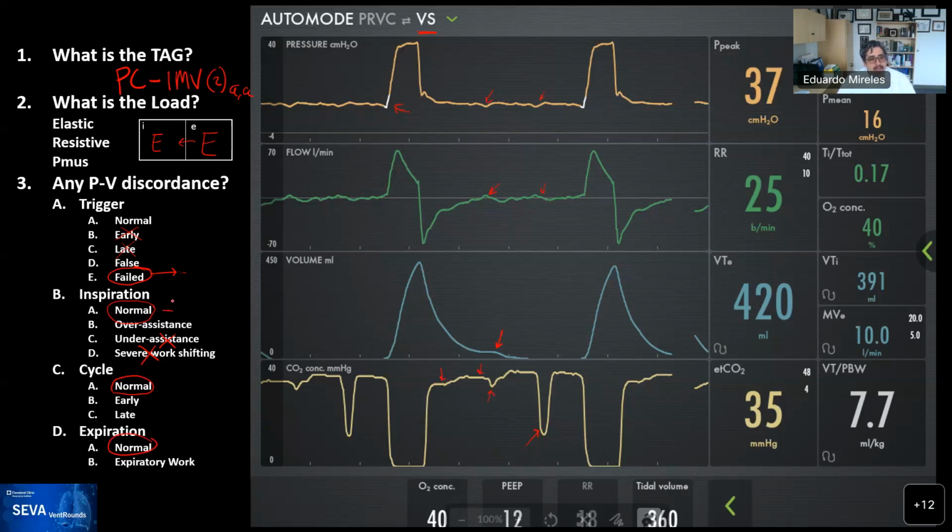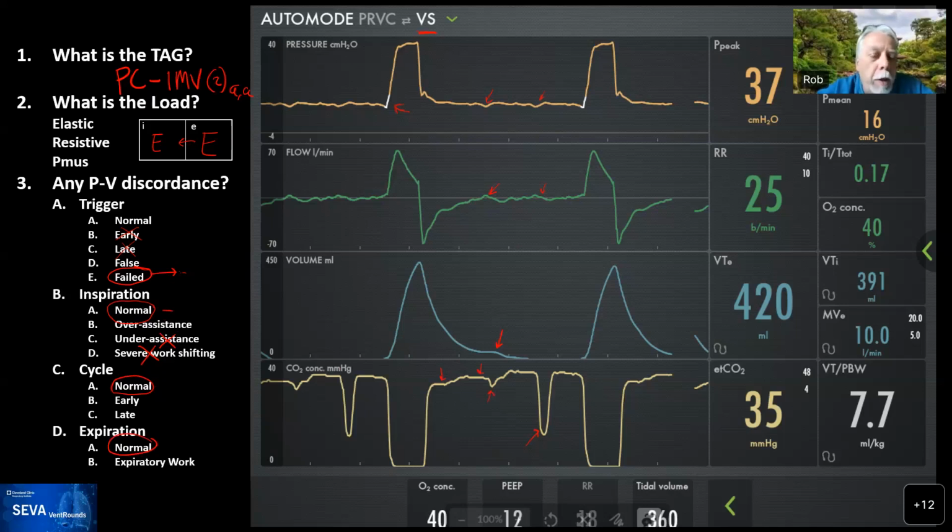So my initial read of this waveform is similar to what is coming out here, is that it's a failed trigger with a normal inspiration, normal cycle, and normal expiration. Rob, would you agree, disagree, or say you're full of prunes? Prunes. Full. I would absolutely agree.